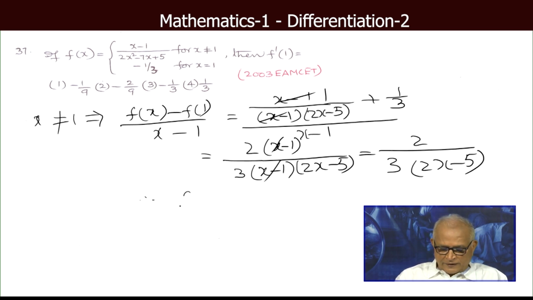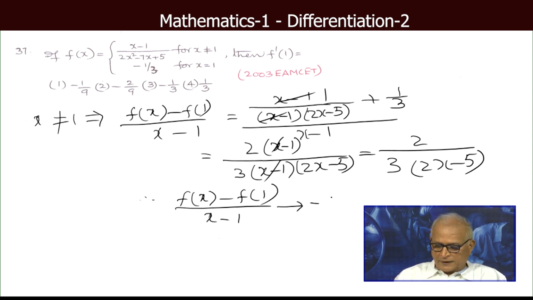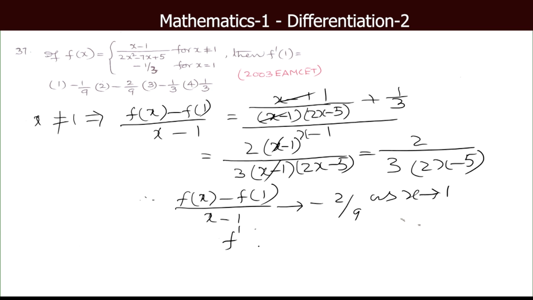Therefore, fx minus f1 by x minus 1 tends to minus 2 by 9 as x tends to 1. But this limit is no other than the value of the derivative at x equal to 1, f dash 1 equal to minus 2 by 9. So, that is of course the question and the answer. Here you have to appeal to the definition of the derivative. No formula, nothing whatsoever except appealing to the definition of the derivative and examining whether the limit of the Newton quotient exists or not. Okay, next.